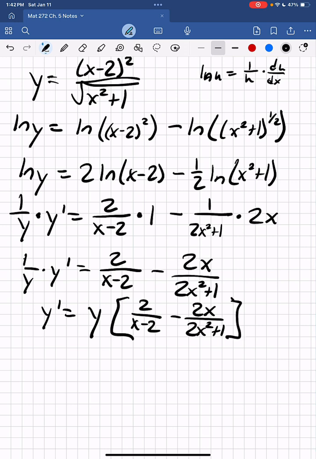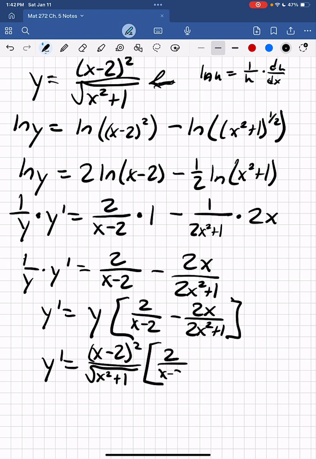However, I don't want things to just have terms of y's, but I do have a value for y, back to my original question. So I can just plug that in and say, well, y prime is equal to x minus 2 squared over x squared plus 1 times 2 over x minus 2 minus 2x over 2 times x squared plus 1. Now this could be simplified farther if needed.